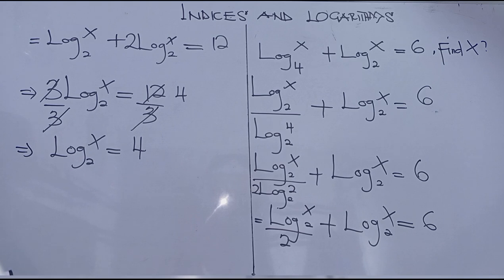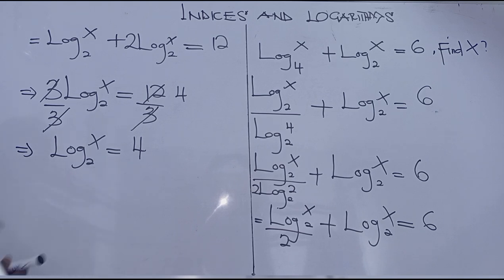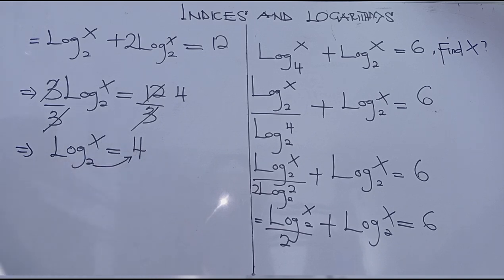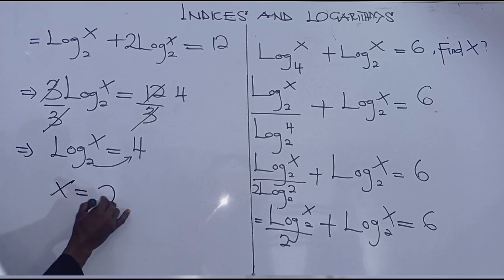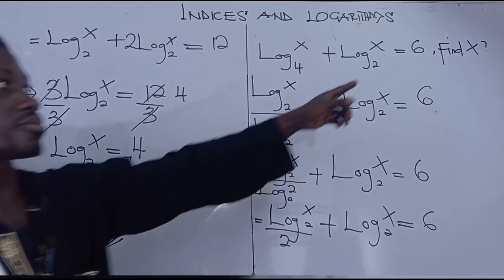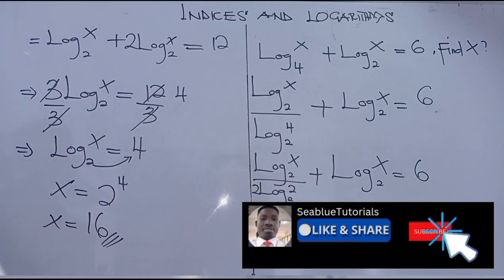Now we want to find the value for x, so we can convert this into an exponential equation where the base of the logarithm will move and become the base of the index, the 4. So we are going to have x is equal to 2 raised to the power 4. And from here, you can see that our x is equal to 16, as easy as that. So the value for x which satisfies this logarithmic equation is x equals 16.